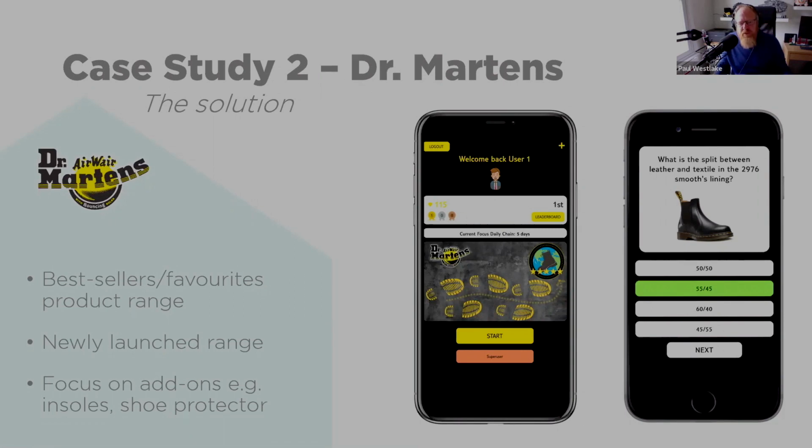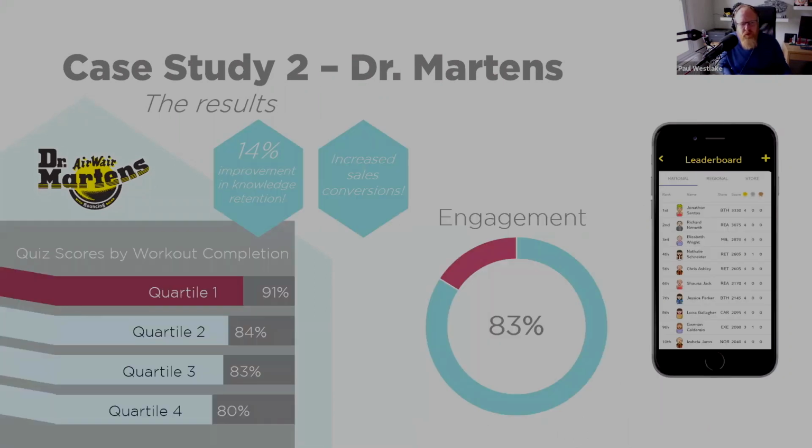In terms of engagement, we saw 83% engagement from the workforce for Dr. Martens. That means that 83% of their people who had access were completing at least one workout per day on average. So they were doing their 2 minutes, their 10 questions.